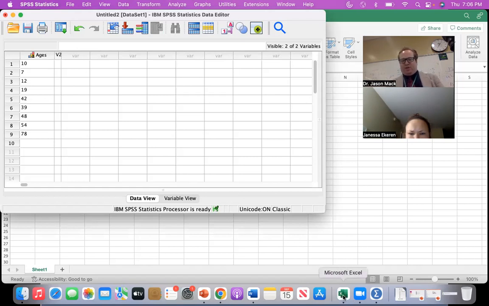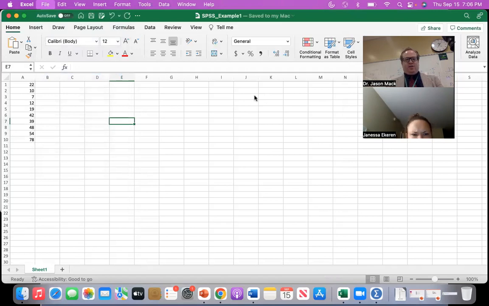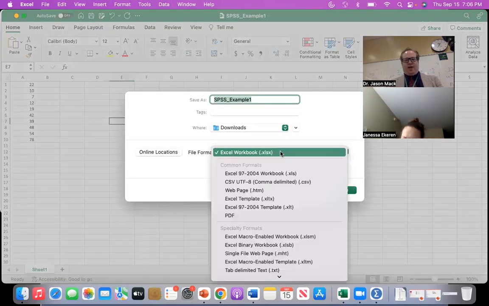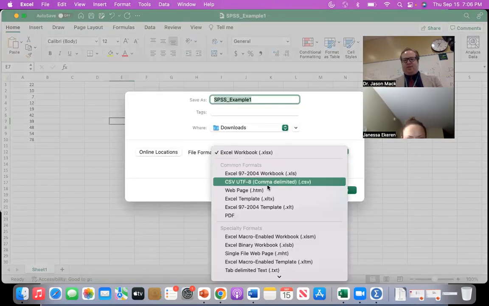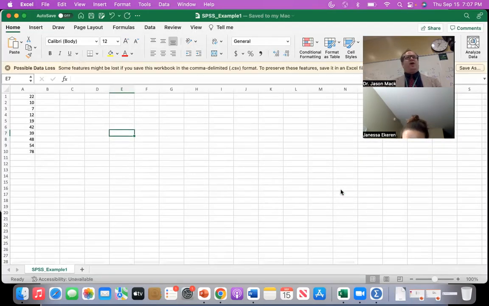If you go back into Excel, you can also save it as File, Save As, and then you get a drop down and you can make it a CSV, comma delimited. And then it basically changes the file format. It's more user-friendly for SPSS. So if you have an Excel file and you're like, this won't import, just resave the Excel file as a CSV file, and then it'll import just fine.